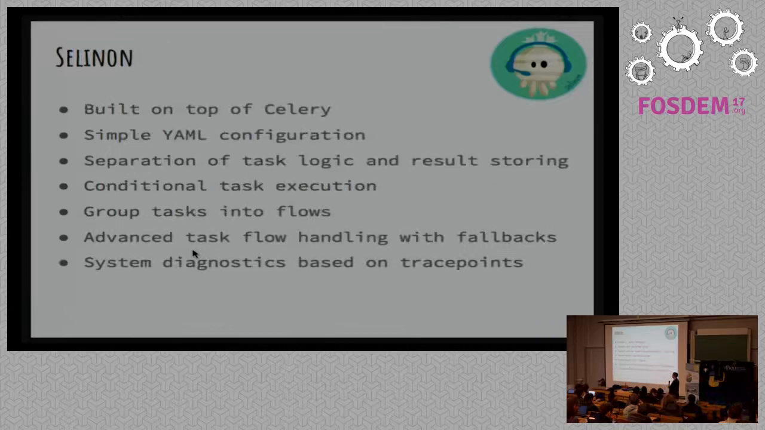So to summarize it, Selinon is built on top of Celery. It uses Celery to communicate with the broker. It provides you a way to easily define your tasks and flows just by providing a YAML configuration file. It allows you to separate task logic, so you have Python code, and then you have the logic of storing tasks, and it allows you to conditionally execute some tasks, group tasks into flows, and it offers you advanced flow handling, so you can recover from flow failures, and you can do system diagnosis by trace points.